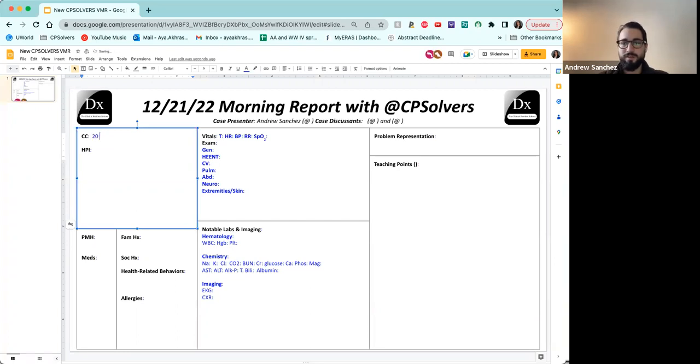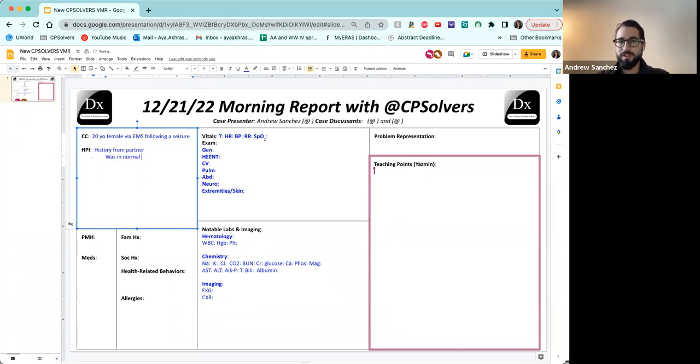She presented to the hospital via EMS after having a seizure. The initial history I acquired actually came from the patient's partner who was with the patient leading up to admission. They stated that she was in a relatively normal state of health until the morning prior to hospitalization. That morning, she began to feel generally unwell, and she subsequently vomited once. She, however, proceeded with her day plans.